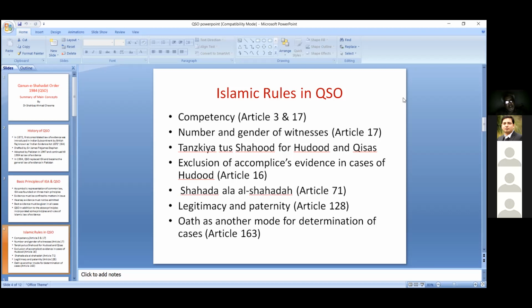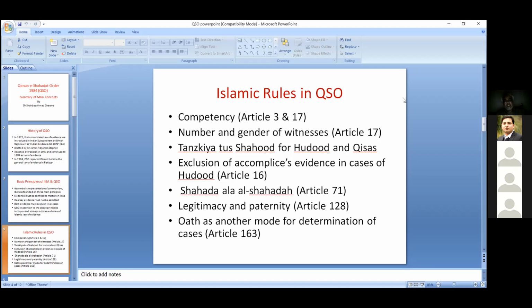But in case of zina, the requirement of 4 witnesses is mandated. And in those civil transactions where property or future financial transactions are contracted between the parties, in those situations 1 male and 2 female witnesses, or 2 male witnesses, are required. And this is something which is drawn from verses of Surah Baqarah.